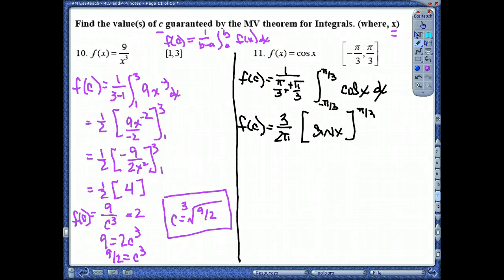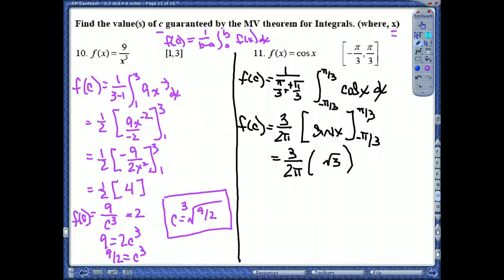I'm going to plug in the pi over 3 first, and then the negative pi over 3, which, if you plug that in your calculator, is going to give you square root of 3, because you get sine of pi over 3, which is square root of 3 over 2, minus sine of negative pi over 3. Well, sine of negative pi over 3 is negative square root of 3 over 2, so the negatives cancel and you're adding. So you have square root of 3 over 2 plus square root of 3 over 2, which is square root of 3.